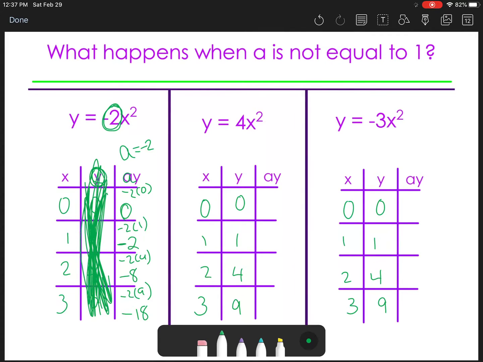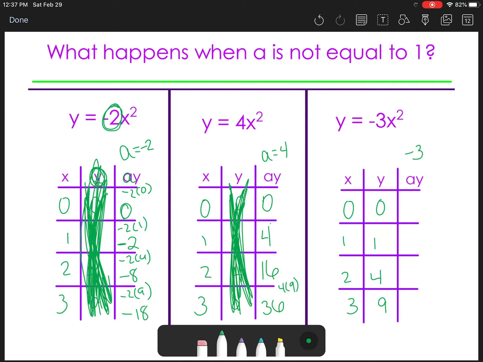So for the second one, our a value is 4. Well, 0 times 4 is 0. 1 times 4 is 4. 4 times 4 is 16, and 4 times our y value of 9 is 36. So these change, so again, we don't care about this middle y column anymore, so we would use our x and our ay column to graph.